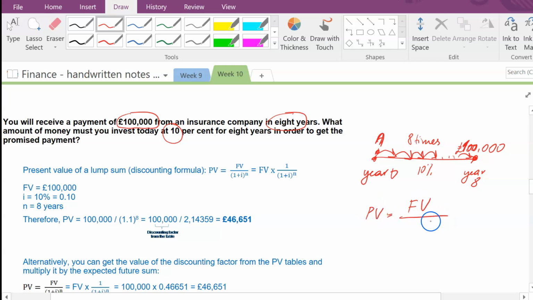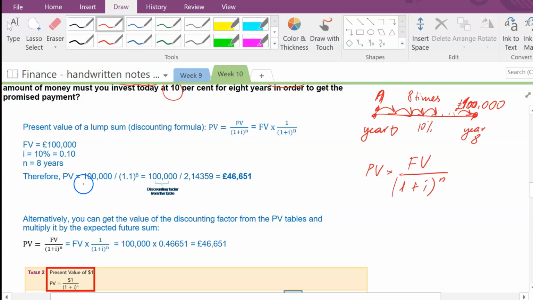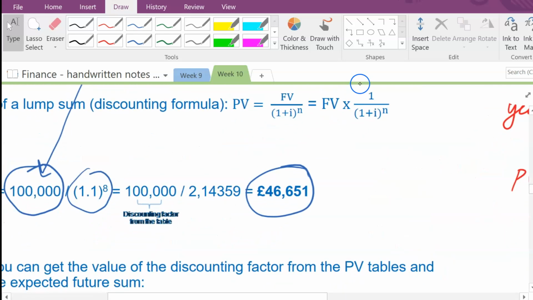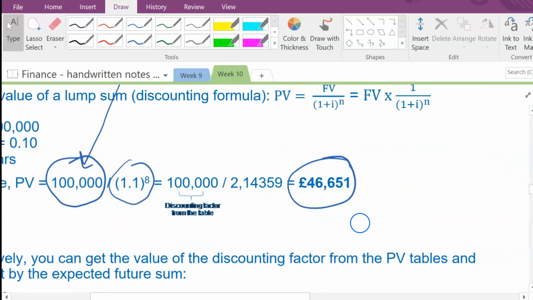And as I said, you apply the discounting formula, which is just this one, right? So this is what we are doing here. This is our future value, our capital. We need to divide this by our discount factor, so 1 plus 10%, and we raise this to power 8, and this is what we have here. And as a result, we will get a number equal to 46,651. This is the actual number.